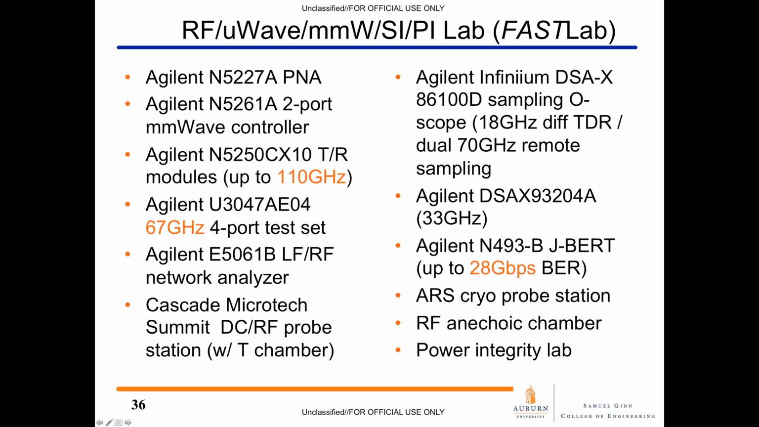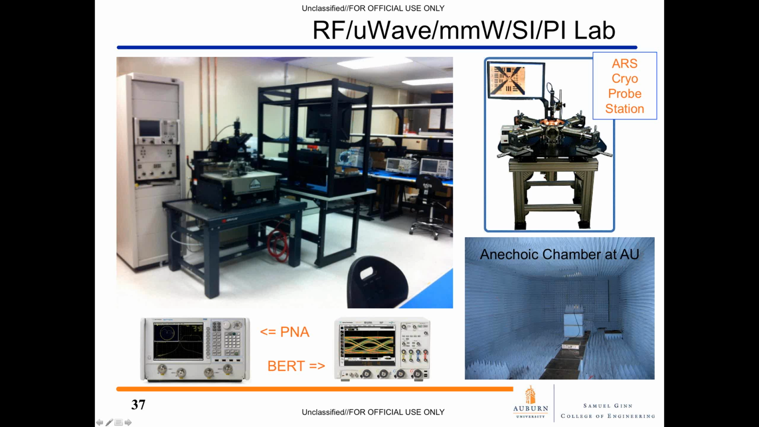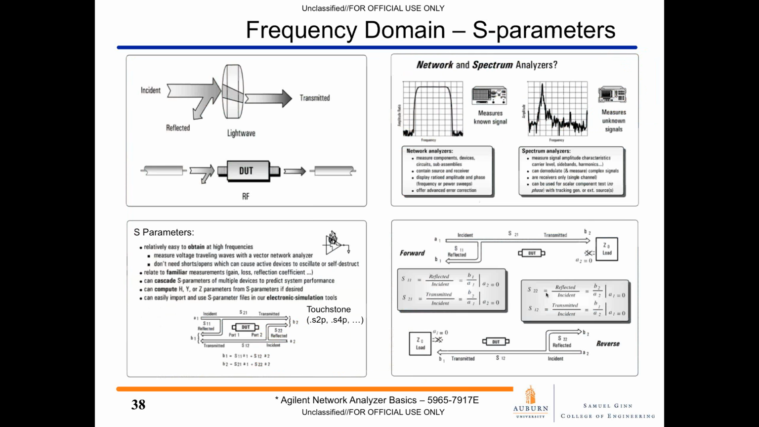And we've also got the anechoic chamber and a set of power integrity tools that I haven't really covered at all in this, but sources, analyzers, etc. for the power integrity. So here's a quick little view. You can see our network analyzer, our millimeter wave controller, and our 4-port extension, the probe station. Back here we've got the TDR scope and the bit error rate system, our probe station. Here's the anechoic chamber. So we have a very comprehensive set of RF, microwave, millimeter wave characterization tools that I'm pretty happy with.